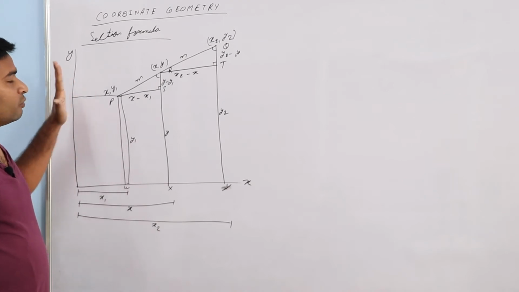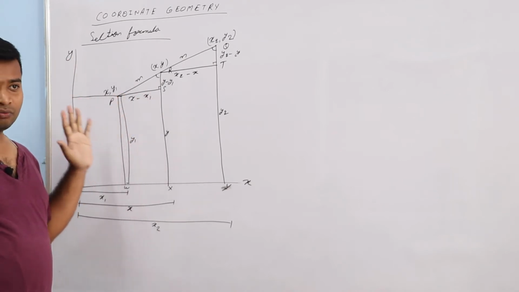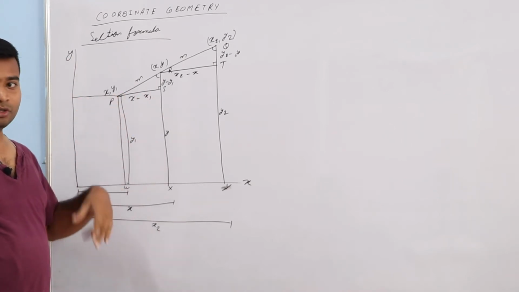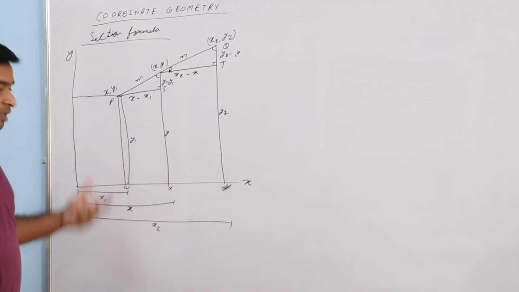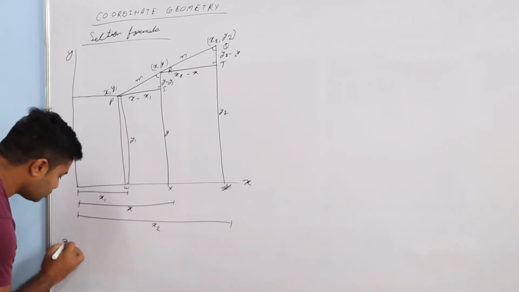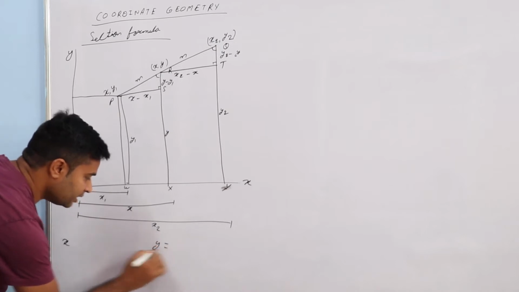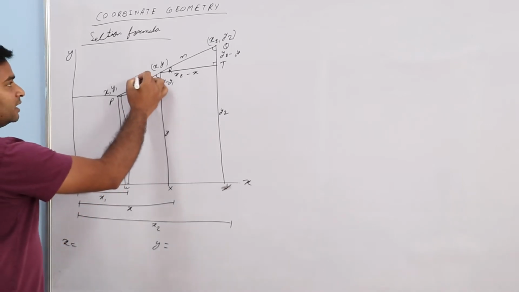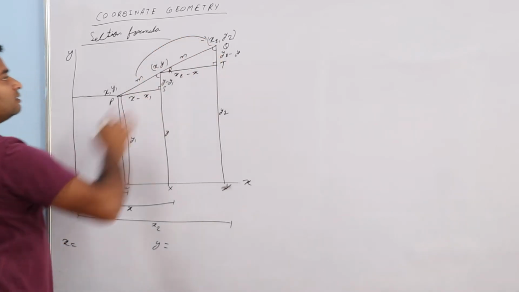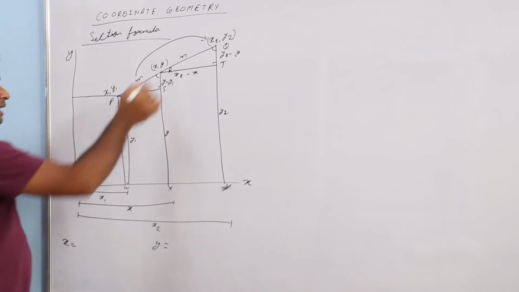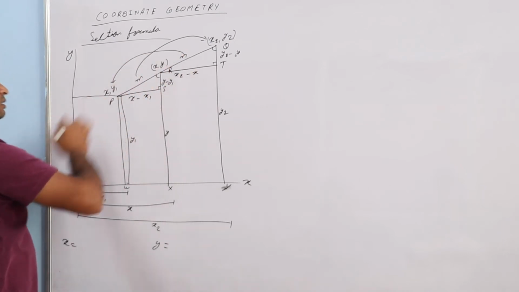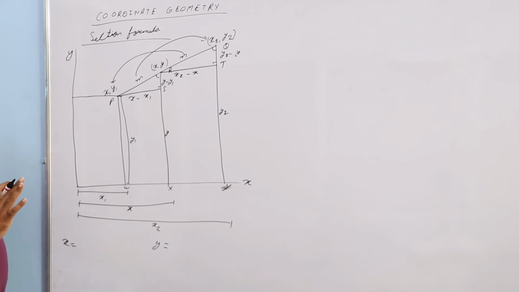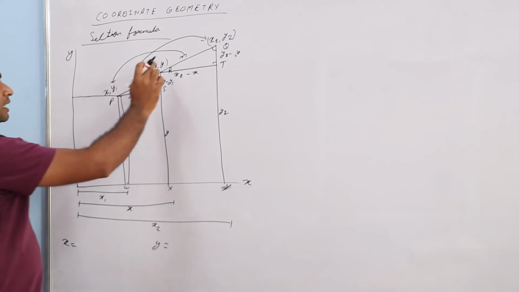So for remembering the formula, I have shown you the proof, but for remembering the formula, the x coordinate and y coordinate, you have to remember only this. How to remember? This one, this side, and this one, this side. Remember? Now see how to write.